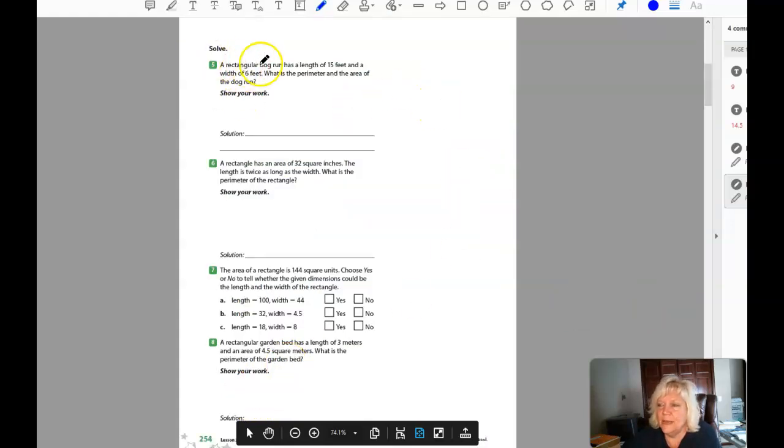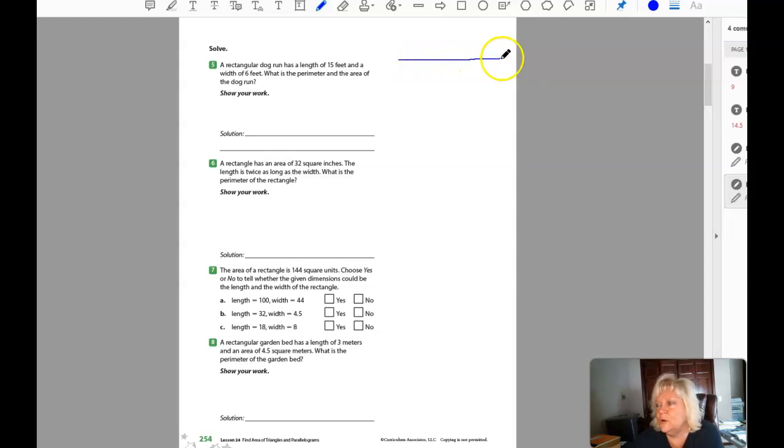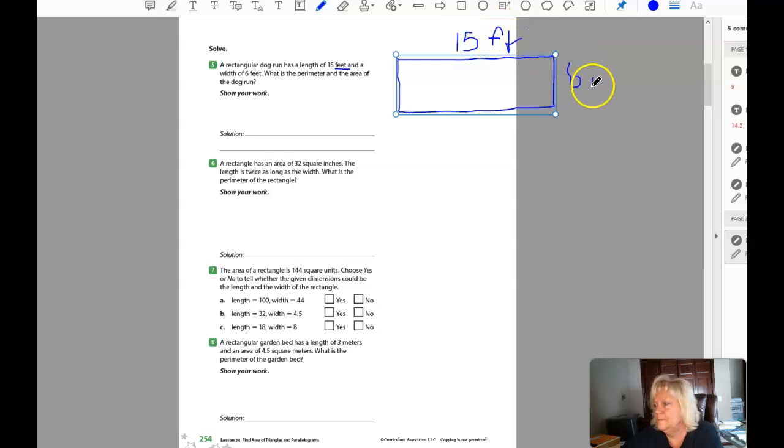So number 5, a rectangular dog run has a length of 15 feet and a width of 6. First thing, jot out rectangle. And it says it has 15 by 6. And it tells us it's feet. So I want to put feet up here so I don't forget to use that. Feet. Okay? And it asks you for the perimeter and the area. So you're going to have 2 answers. Perimeter equals, and you're going to have an answer, and you're going to have area equals, and you're going to have an answer. Okay? And then I want you to do number 6 as well.